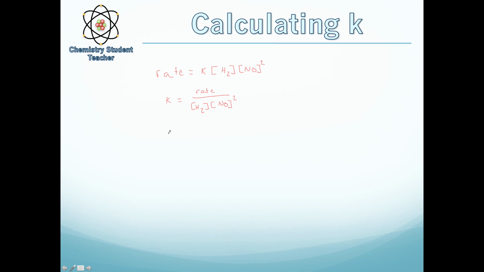And all we do then is we just put in the values. So for example, if rate was 2 moles per dm cubed per second, hydrogen was 1, and so was nitrogen monoxide, it would be 1 times 1 squared. That would equal 2 over 1. Therefore, the value of K would equal 2.